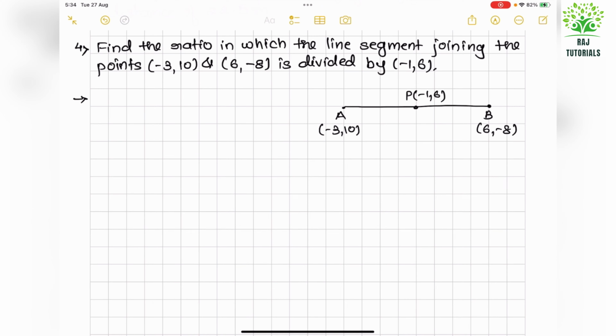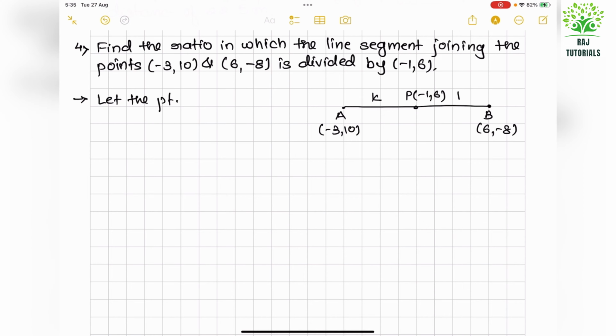Now next question says find the ratio in which the line segment joining the points minus 3 comma 10 and 6 comma minus 8 is divided by minus 1 comma 6. So let A be minus 3 comma 10, B be 6 comma minus 8 and P be minus 1 comma 6. And the ratio it divides is K is to 1. So now let me write all the things.